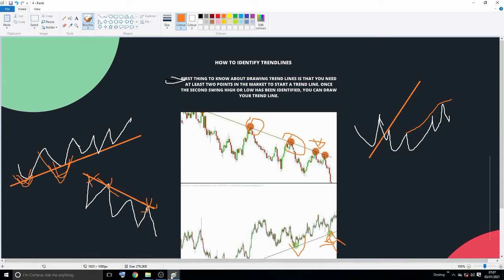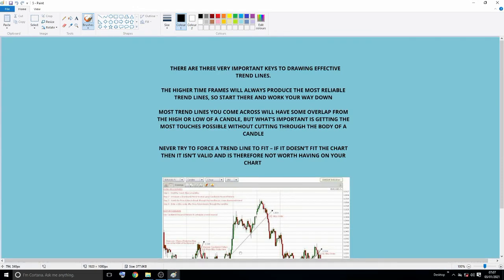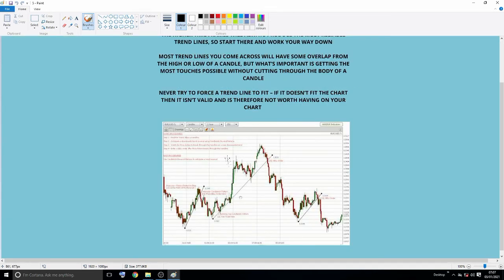Please practice these things on the chart. Just look for them on your chart during your own time and practice these things. There are 3 very important keys to drawing an effective trend line.